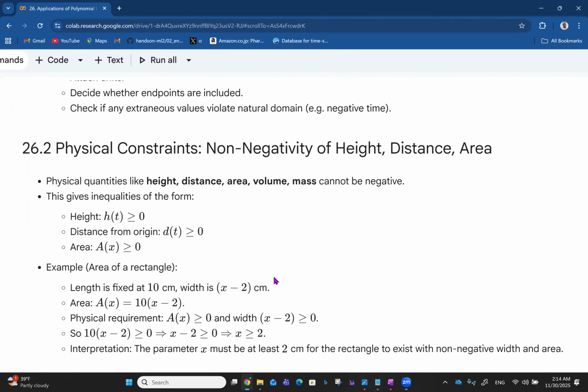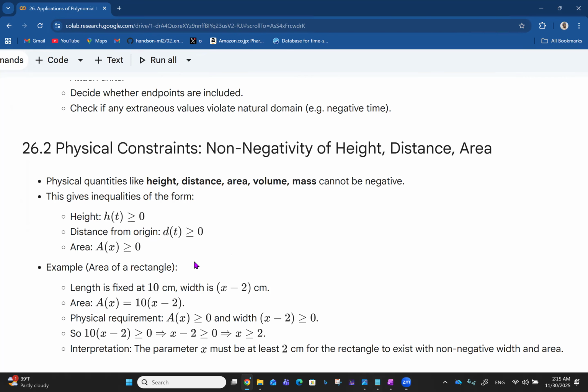Okay, so let's look at physical constraints, like non-negativity of height, distance, and area. Physical quantities like height, distance, area, volume, and mass cannot be negative. So this gives inequalities of the form height, h of t greater than or equal to 0, distance from origin, d of t greater than or equal to 0, area, a of x greater than or equal to 0.